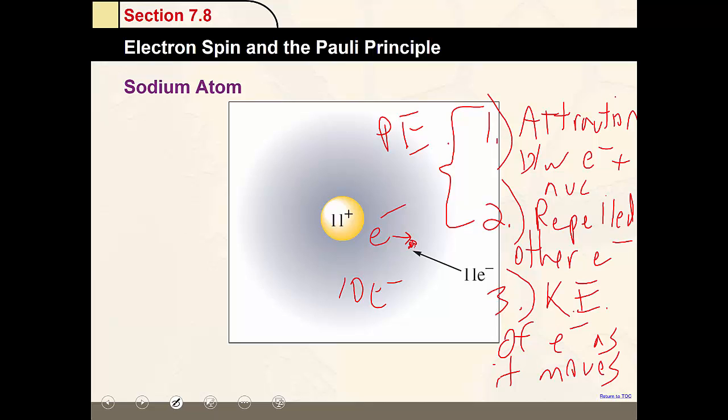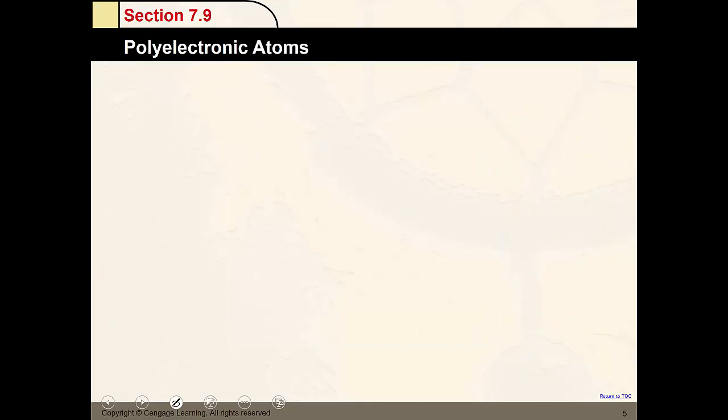Okay, so we have to make sure we balance those three energy contributions. There has to be a balance between the nuclear attraction and the repulsions of the other electrons. Sodium is an example of a polyelectronic atom, simply meaning an atom that has many electrons. So any atom besides hydrogen, so atoms with more than one electron.